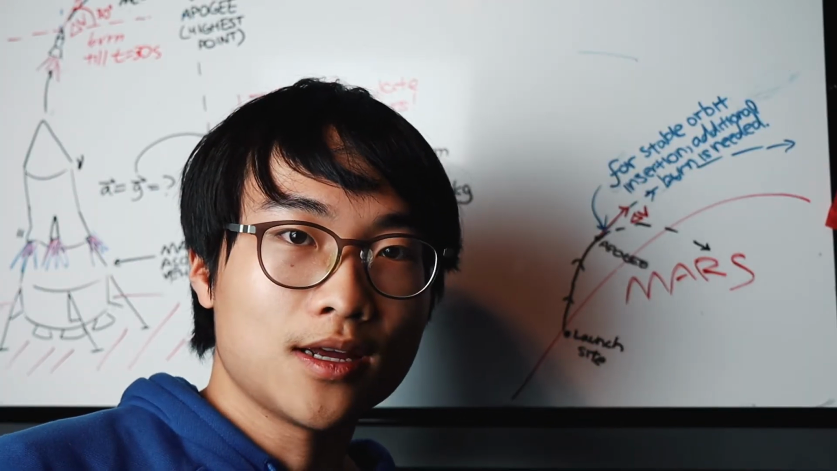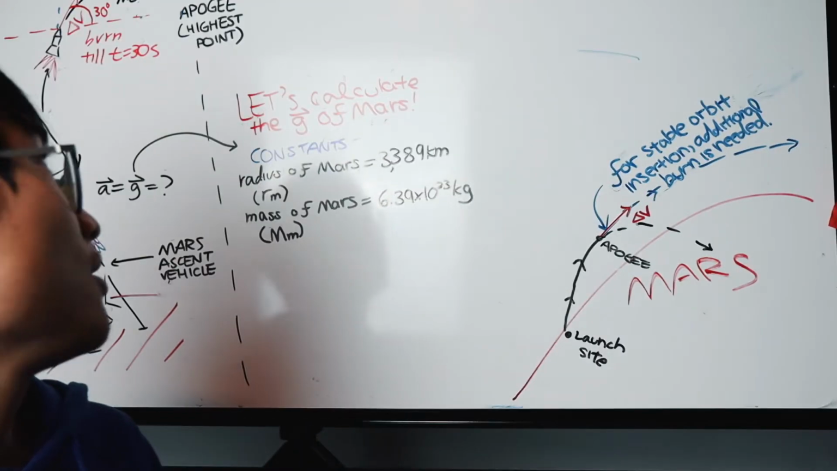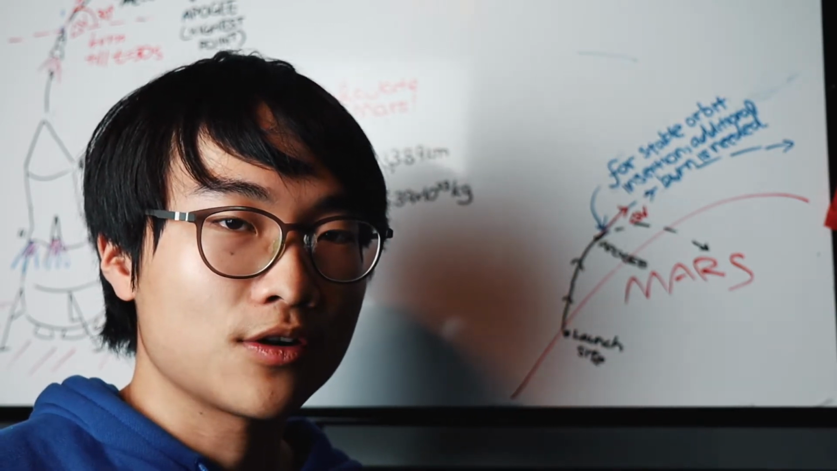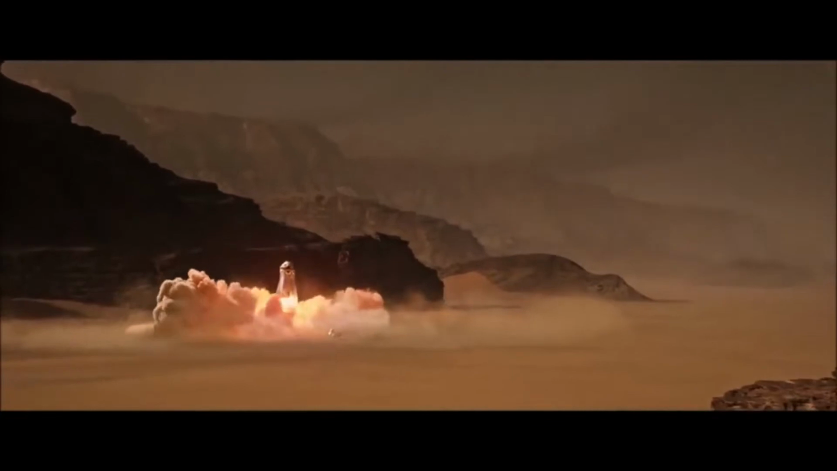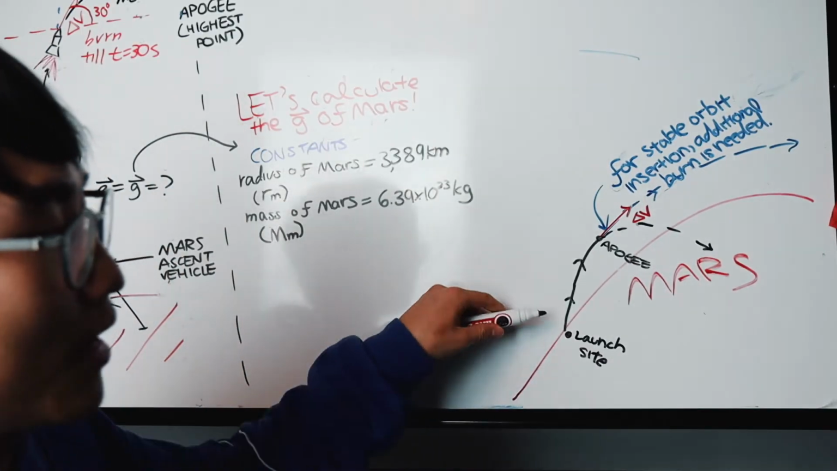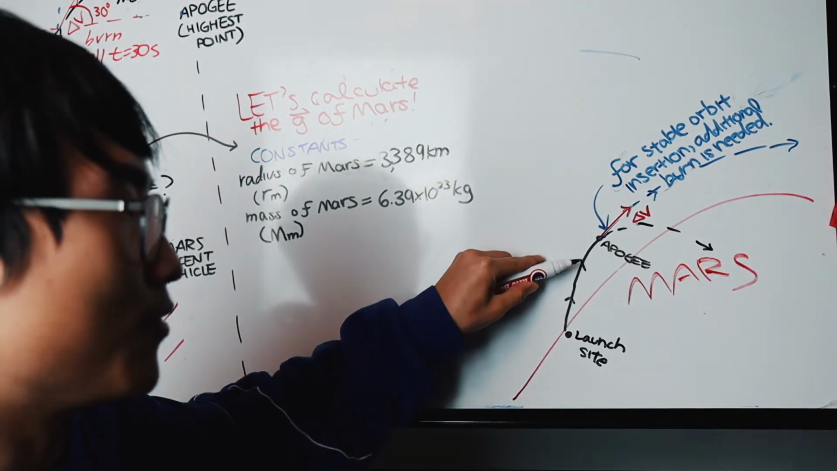Hello everyone, this is John, and today we're going to look at projectile motion and the movie Martian. So recall a scene where a Mars ascent vehicle is launching off the surface of Mars. This is basically what happens when a spacecraft launches off the Martian surface.